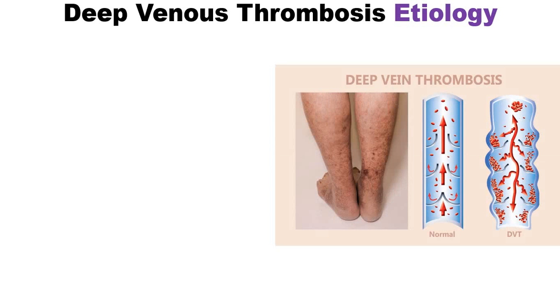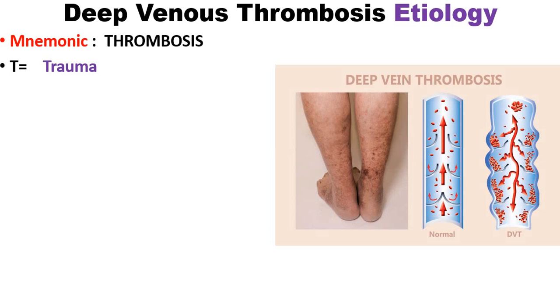Hi everyone, in this video we will discuss the mnemonic for the deep venous thrombosis etiology. Basically it is called DVT. So first is the mnemonic. Mnemonic is, like the name indicates, thrombosis. So first is the T for the trauma. If the patient has a trauma, like accidents occur, it can cause a deep vein thrombosis.